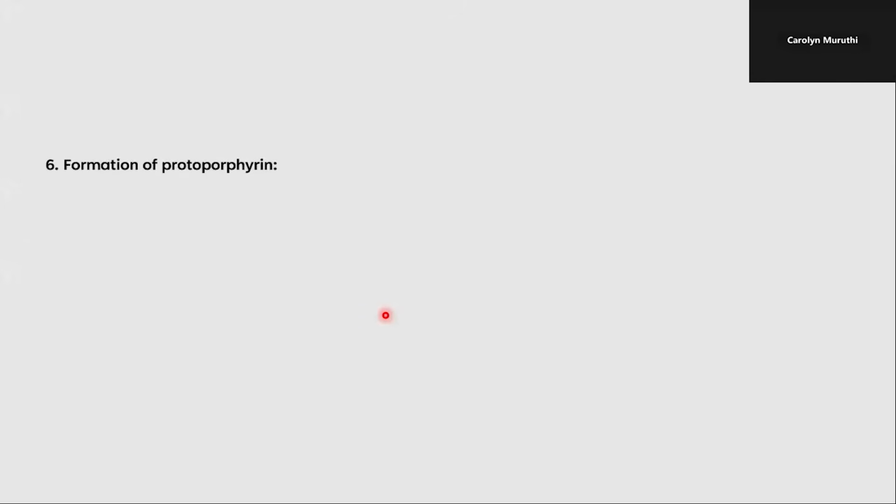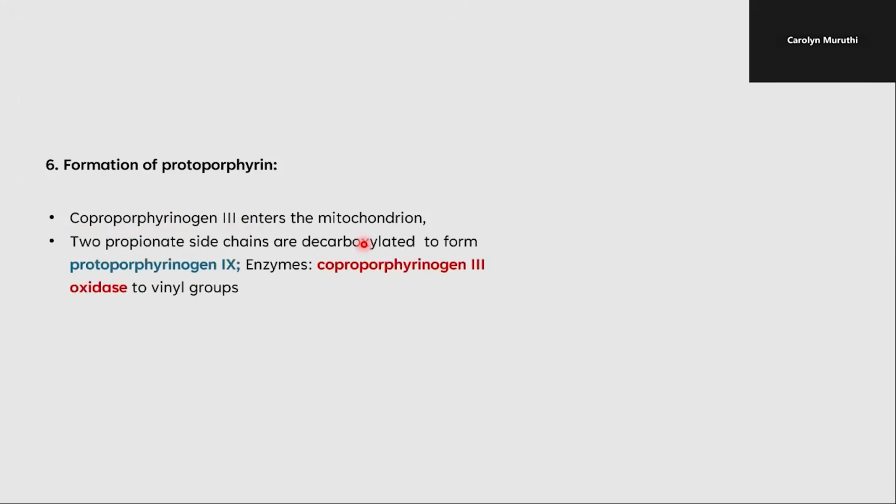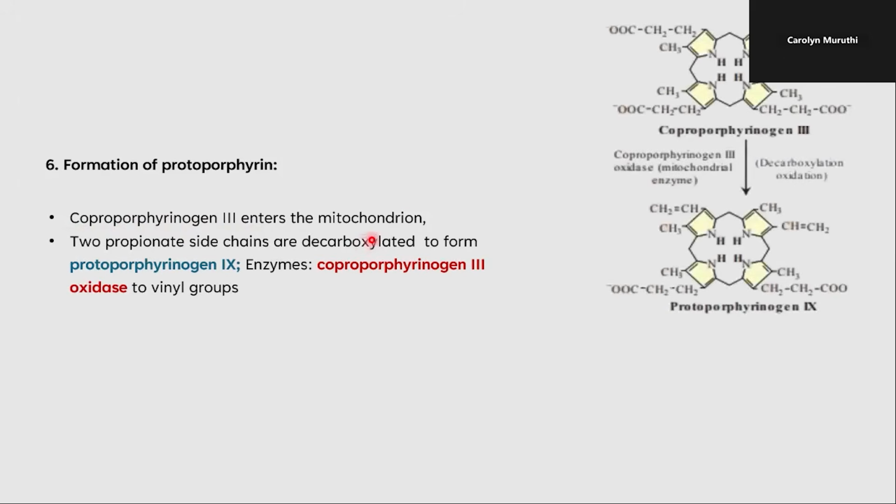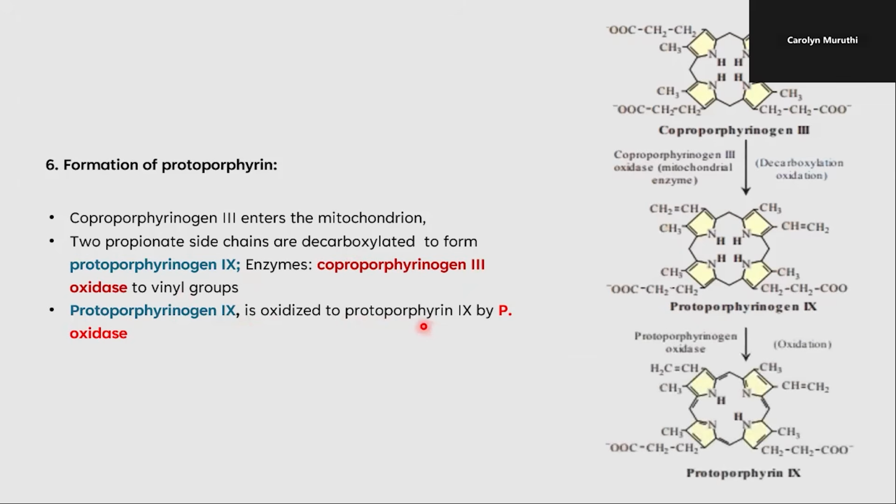The sixth step is the formation of protoporphyrin. Coproporphyrinogen 3 enters the mitochondrion, and 2 propionate side chains are decarboxylated to form protoporphyrinogen 9. The enzyme that catalyzes this reaction is known as coproporphyrinogen 3 oxidase. Protoporphyrinogen 9 undergoes further oxidation to form protoporphyrin 9, and this reaction is catalyzed by protoporphyrinogen oxidase.